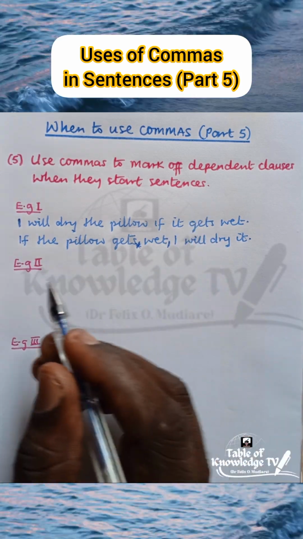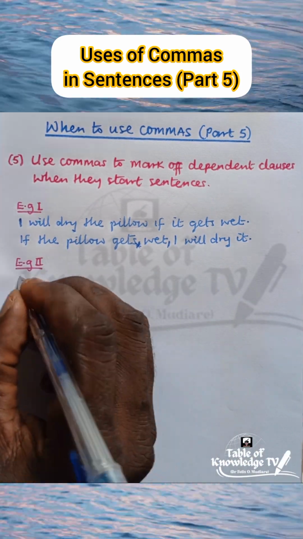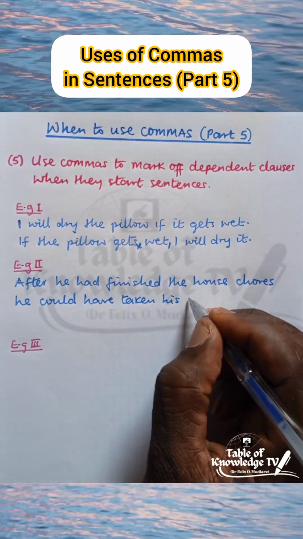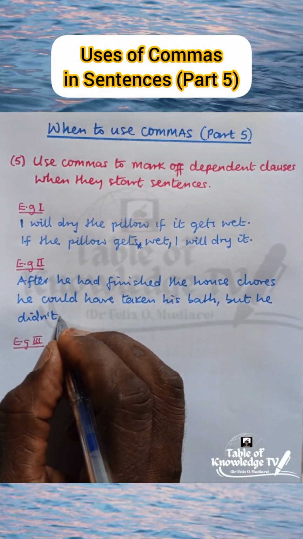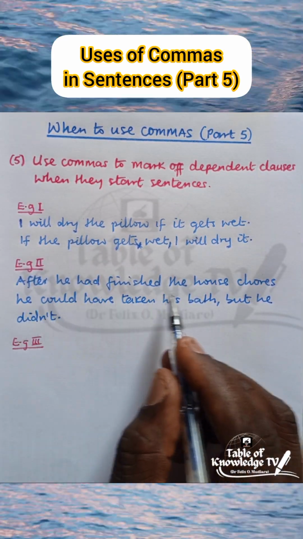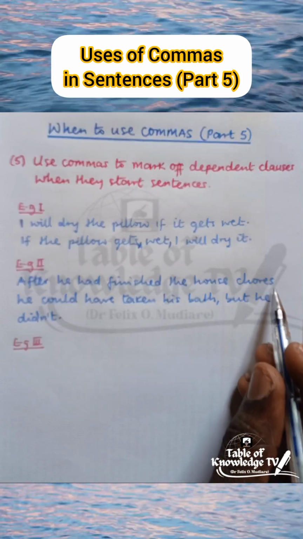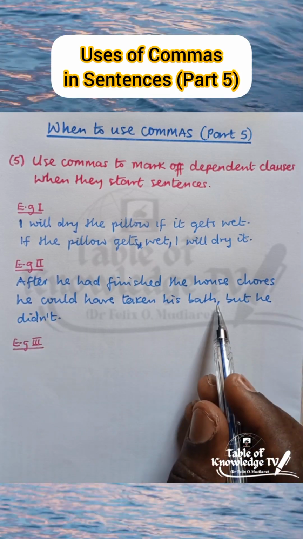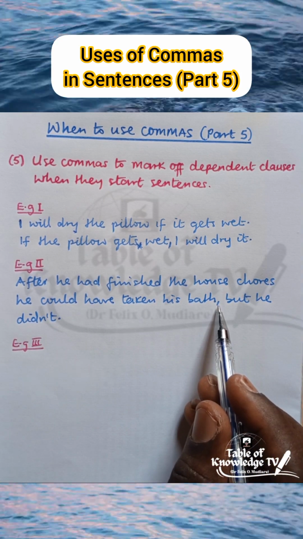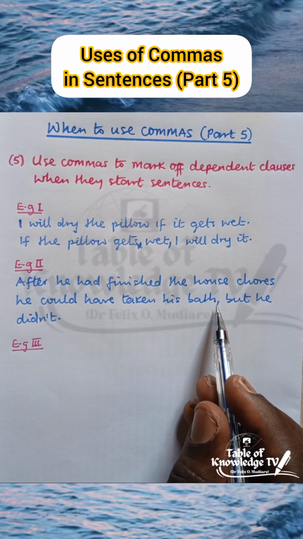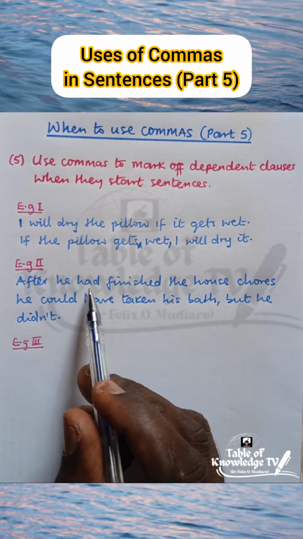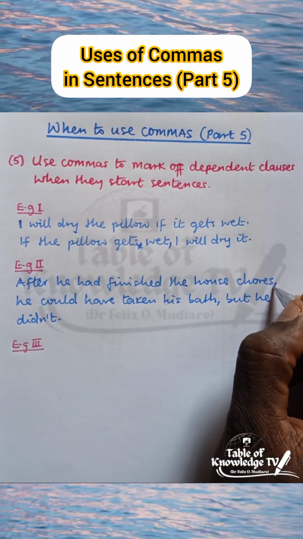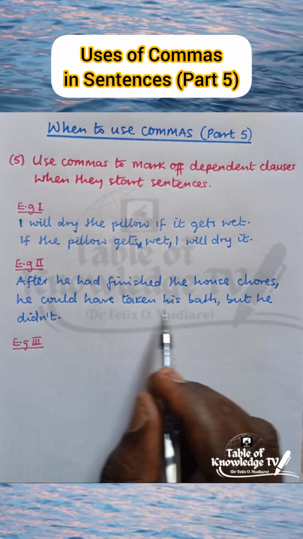All right, let's have example 2. Here is the sentence: After he had finished the house chores, he could have taken his bath, but he didn't. We have that after he had finished the house chores. This is a dependent clause. It doesn't make complete sense. Let's look at the second one. He could have taken his bath. This one is an independent clause. It makes complete sense on its own. So we have a sentence that begins with a dependent clause, after he had finished the house chores. So what do we do? We use a comma to mark it off, before you now see the independent clause, he could have taken his bath.